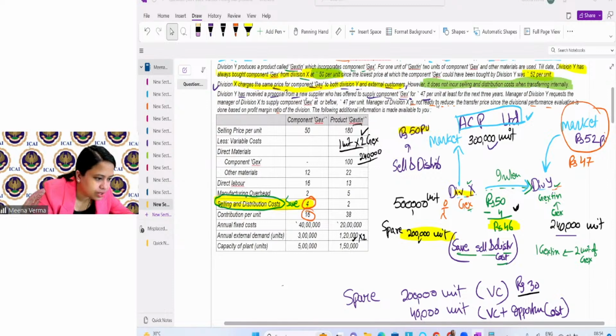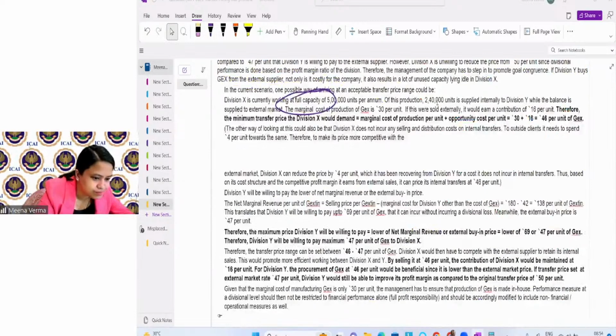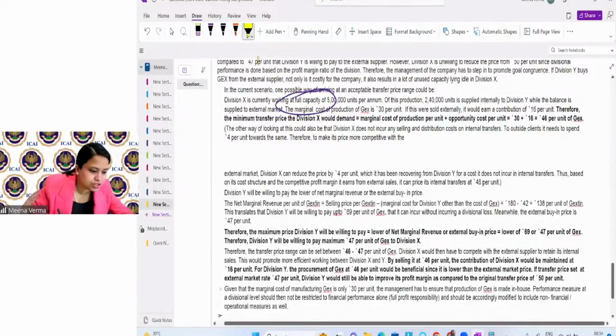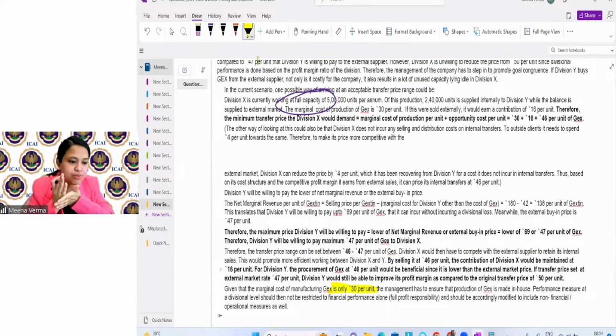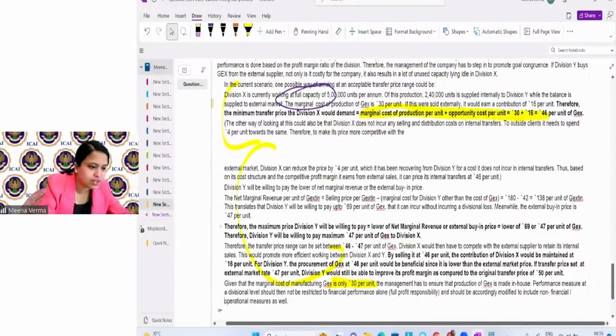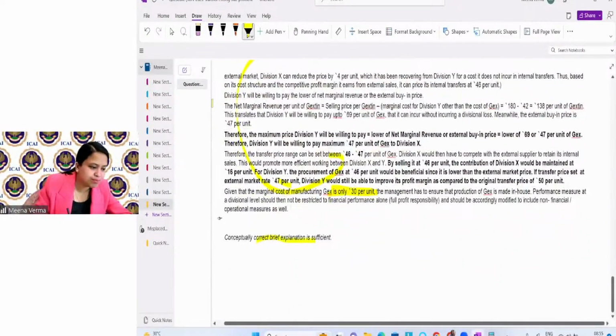Let me show you somewhere in this material. Look, you can see here, they say if you have the spare capacity, only the variable cost is enough to recover. But when you are interrupting the production, then you will expect to recover the variable cost as well as the opportunity cost, and that will not be even less than 46. If you read it, you don't need to write so much. It is already given in the last line. A conceptually correct, brief explanation is enough.